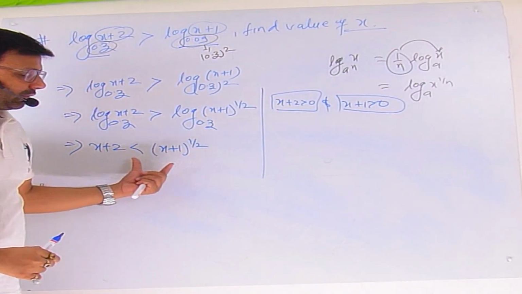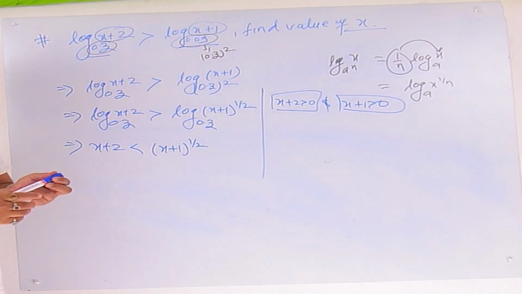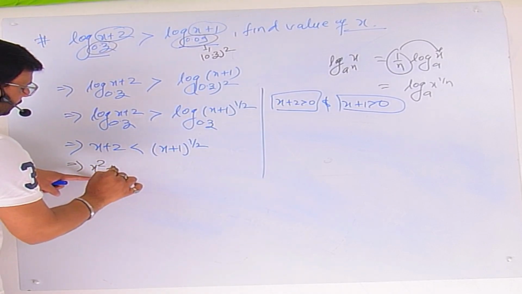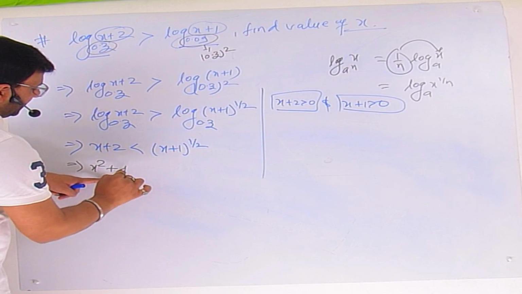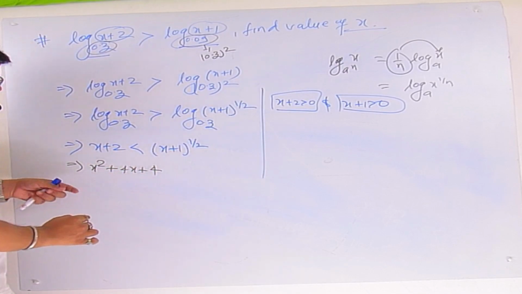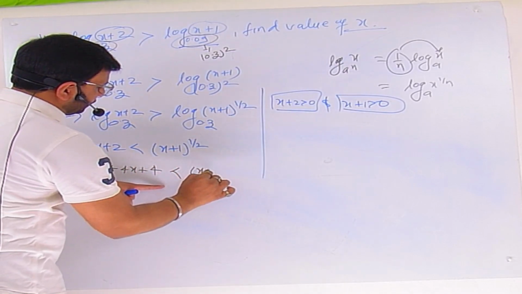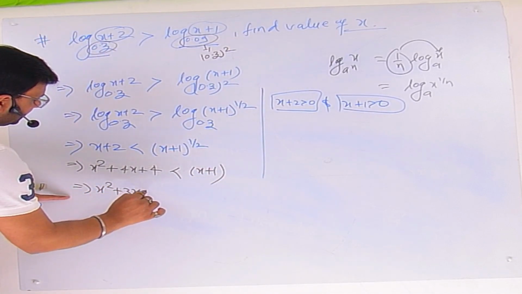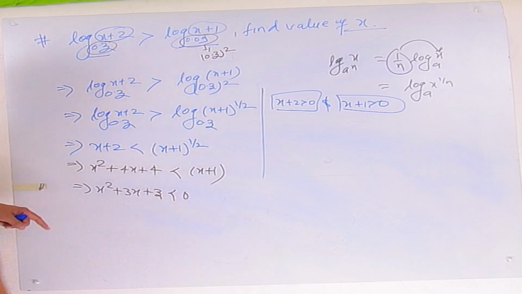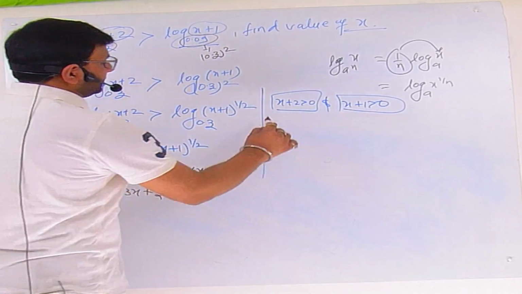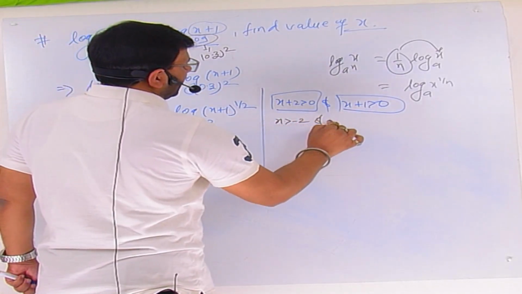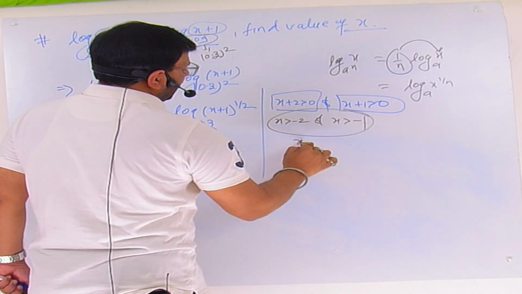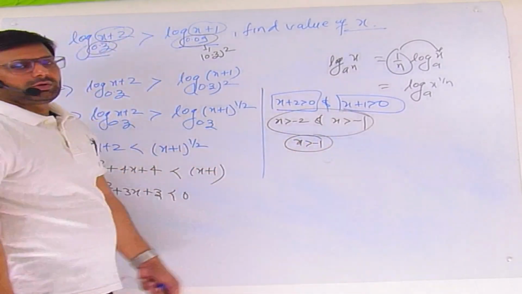So can I square both sides? Yes, I can square both sides. After squaring I am writing here x square plus 4x plus 4 less than x plus 1. So here x square plus 3x plus 3 less than 0. And here x greater than minus 2 and x greater than minus 1. So what will be the answer here? From here x must be greater than minus 1.